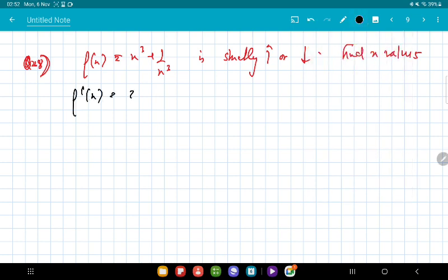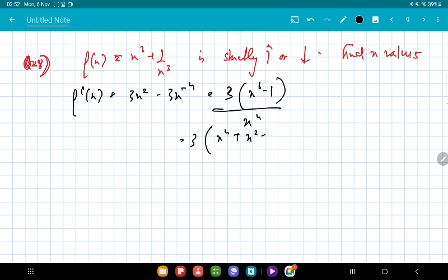f of x equals x plus 1 upon x cube, strictly increasing or decreasing, we have to check it out, sir. Again, let's find out f dash: 3x square, minus 3 upon x to the power 4. Once we take the LCM, I guess this would be my answer. Biquadratic I am getting, sir. So can I resolve it like this? a cube minus b cube I am applying. Do not get confused by what I have just done.